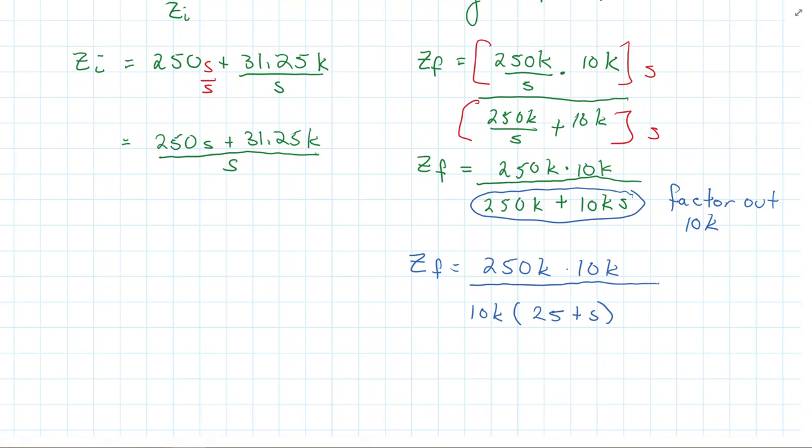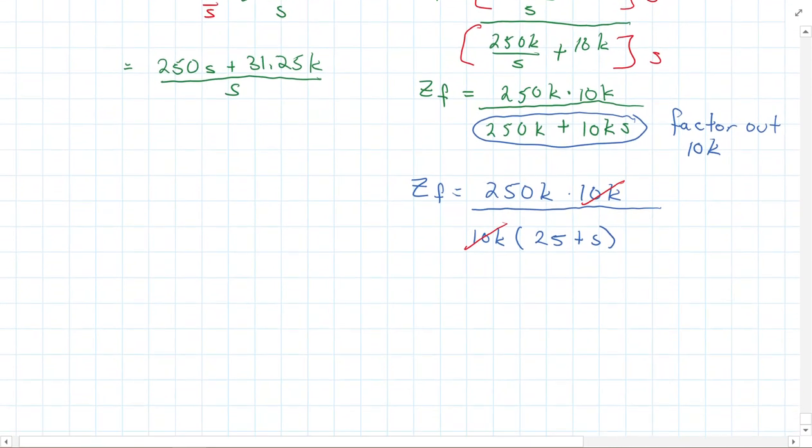Well, life has just been very kind to us. And of course, I'm being a little silly, but it has been very kind to us. Why? Because these 10Ks cancel. And so this, of course, simplifies the expression.